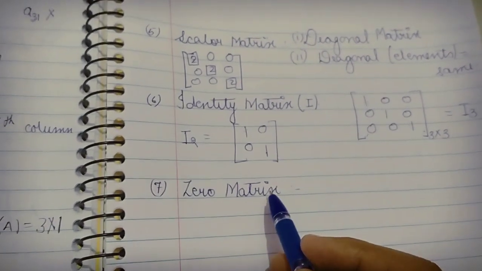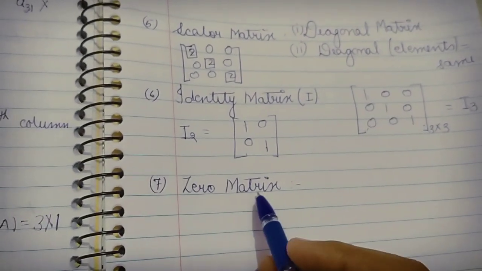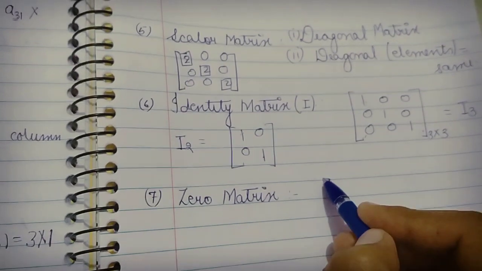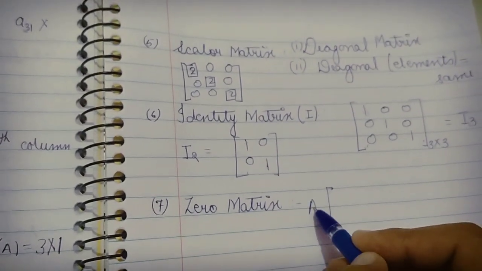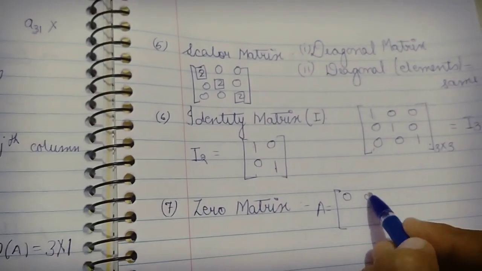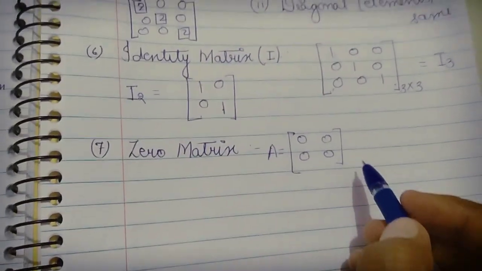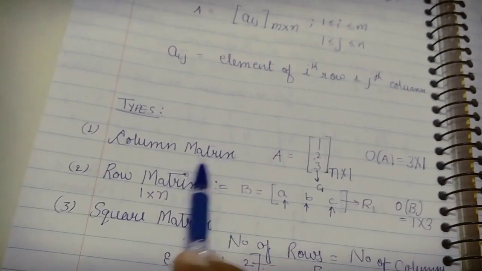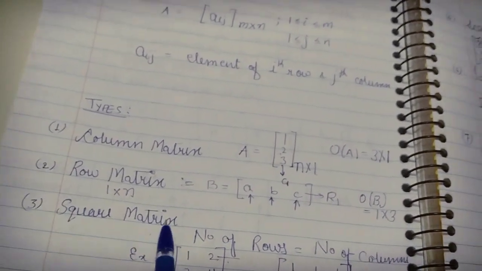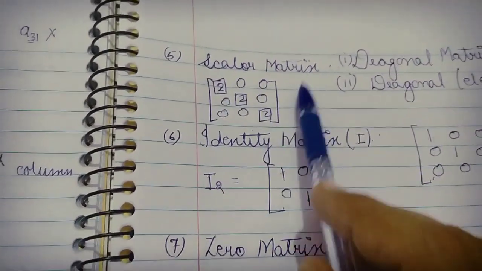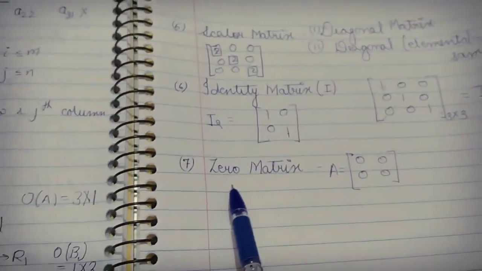Then what is the zero matrix? नाम से clear है, zero matrix. That means all elements of this matrix are always equals to 0. Then this is known as zero matrix. So first type is column matrix, second row matrix, third is square matrix, fourth is scalar matrix, fifth is identity matrix, and sixth is zero matrix.